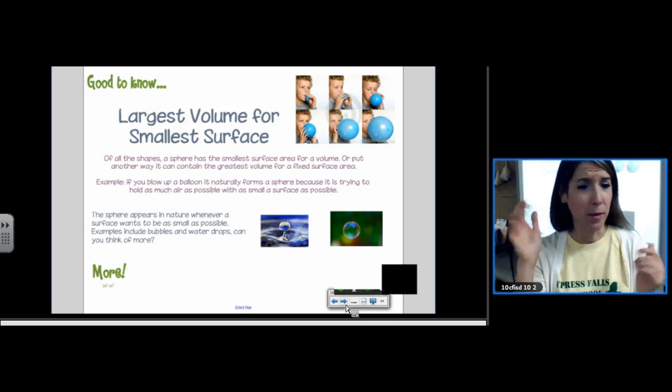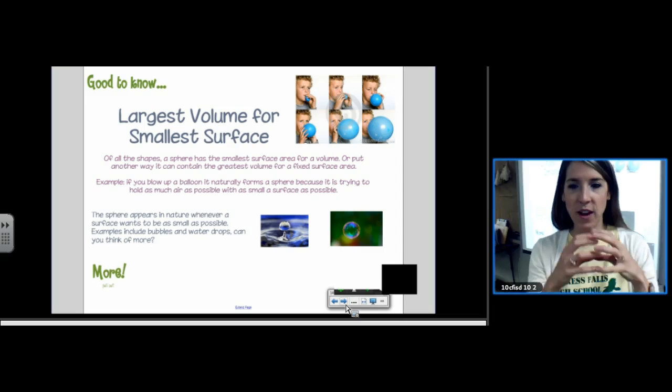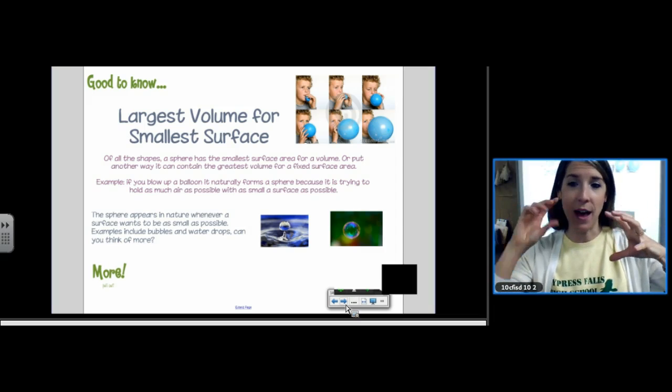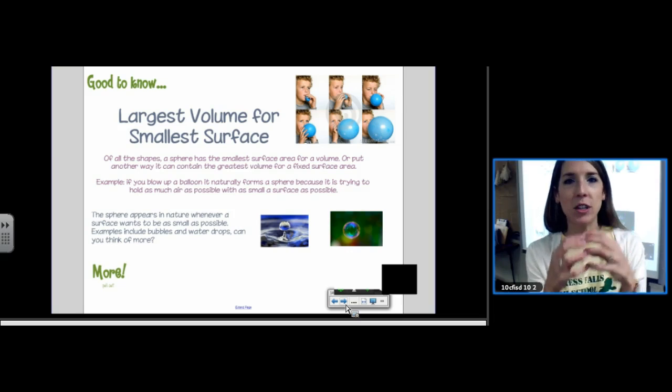When you blow a bubble, I blow bubbles all the time with my girls in the backyard. It also forms a sphere because it's trying to get as large as it can get without breaking that soap. Water droplets, they don't drop in cube form. They don't drop in cylinder form. A water droplet is nature's way of being the most efficient.